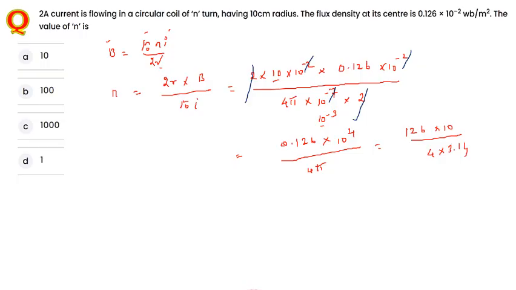Now you just multiply over here, this is 1260, and divided by, you just multiply over here, 4 into 4 is 16, and this one here is 12 now. So what you are going to have here is about 12, so you just cancel here, and what you are going to have here is 100. So the number of turns, the answer here, is 100.